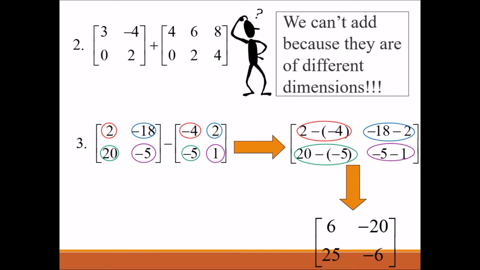Minus 2 minus minus 4 will become 6. Minus 18 minus 2 will become minus 20. 20 minus minus 5 means 20 will be added with 5. We will be getting a result of 25. Minus 5 minus 1 will become minus 6.